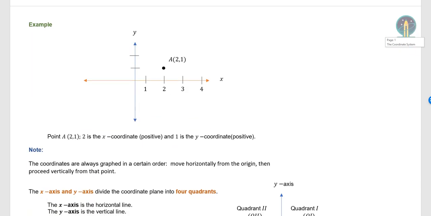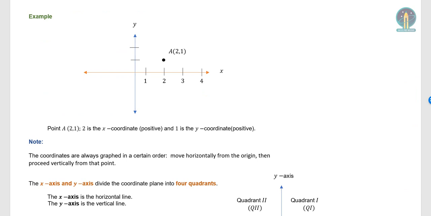Let's look at an example. So I already showed you (2, 1): 2 on x, and then 1 on y, and then just draw their intersection. Let's look at another example. Let's look at (4, 2). So that would be 4 on x and 2 on y, and then this would be the point.